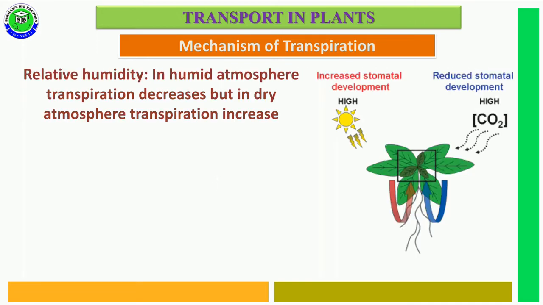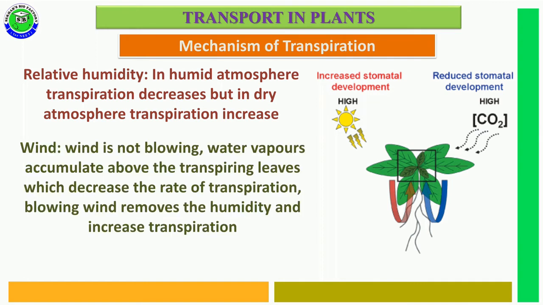The relative humidity. So here the humid atmosphere leads to decreased transpiration, but when dry atmosphere is maintained around the leaf, it promotes transpiration. Wind. When wind is not blowing and water vapors accumulate above the transpiring leaf, it decreases rate of transpiration. But when wind is blowing, that can remove humidity and that increases transpiration.